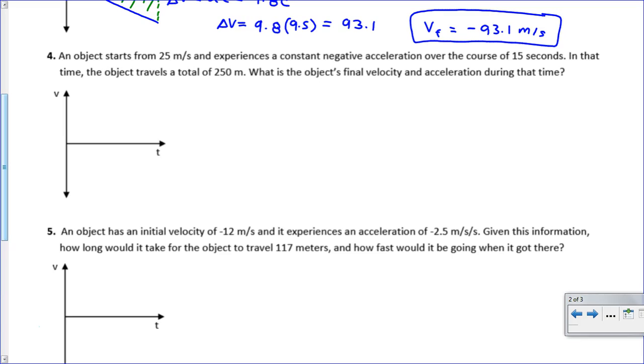Problem number 4 here, pretty tricky on this one as well. It says here we've got an object that starts from 25 meters per second, experiences a constant negative acceleration over the course of 15 seconds. In that time, it travels a total of 250 meters, and I want the object's final velocity and acceleration.